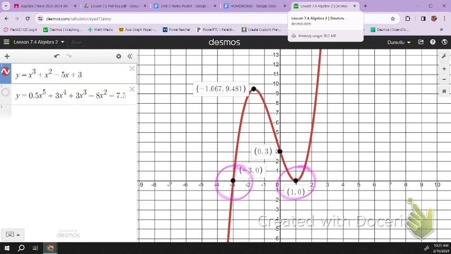Okay, turn and talk to someone near you. How would you describe my x-intercept at 1? Turn and talk with someone near you. How would you describe that? What's happening on that graph? Good. How would you describe that x-intercept?